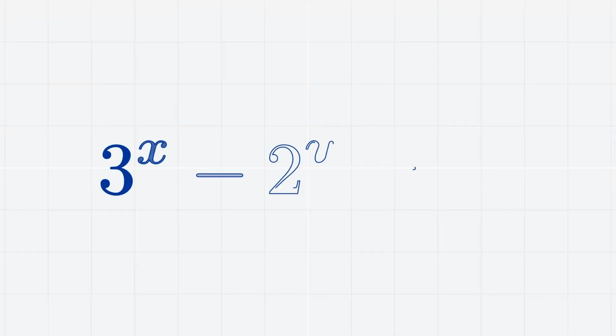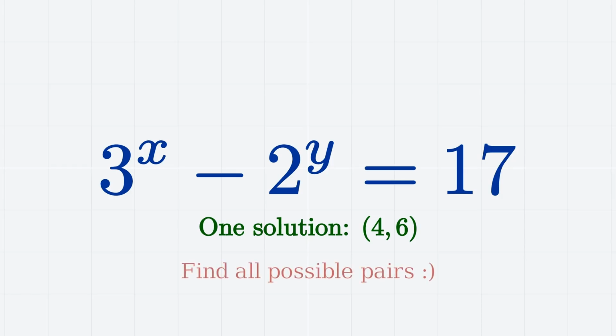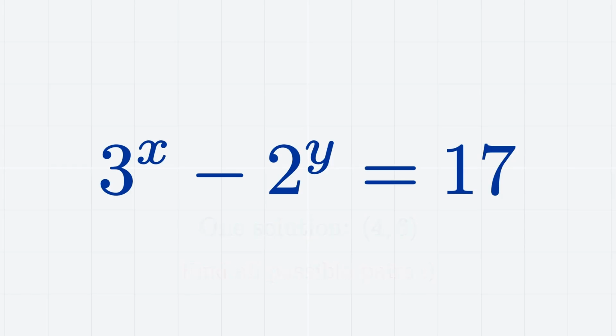How do we find integer pairs x and y that satisfy this equation? If you want to pause this video and think about this, now is the right time. For those of you who found the pair 4, 6 numerically, congratulations, that works. But can you find all possible pairs?